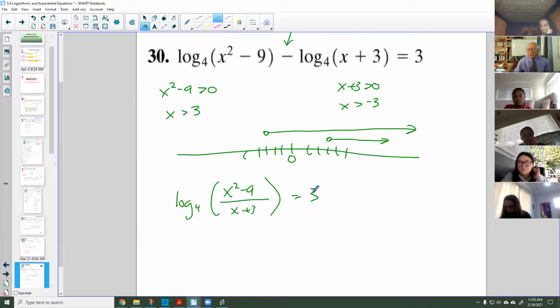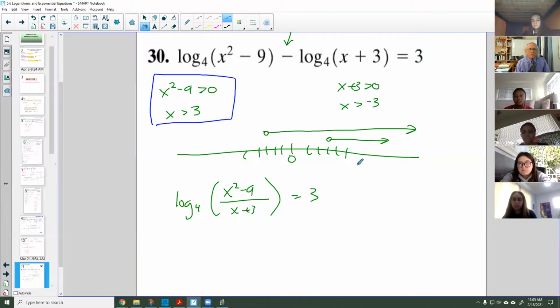No. Okay, good. So there's two things, and we will come back and do these on Thursday, all right? But there's two things that you need to think about here. So Mia, when you solved this part of the domain, did you do x squared has to be greater than 9 and then take the square root of both sides? Yes.